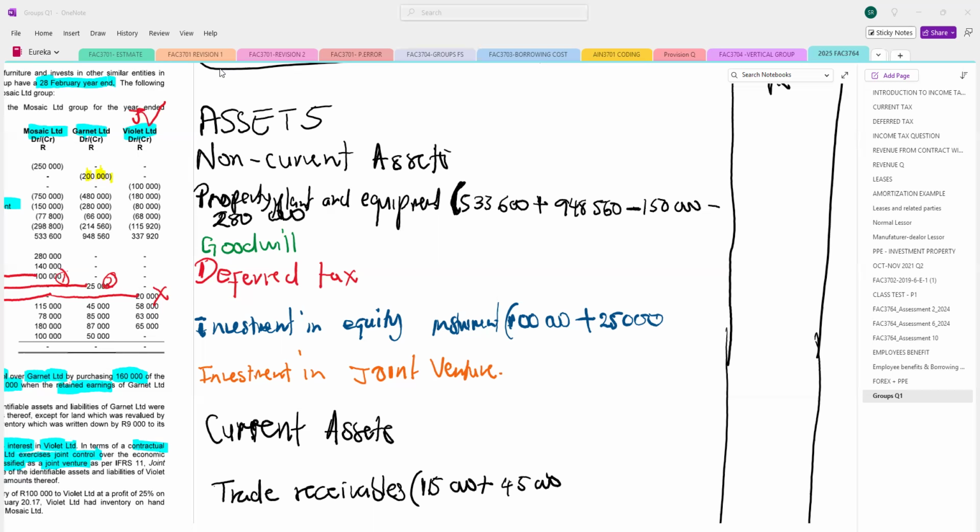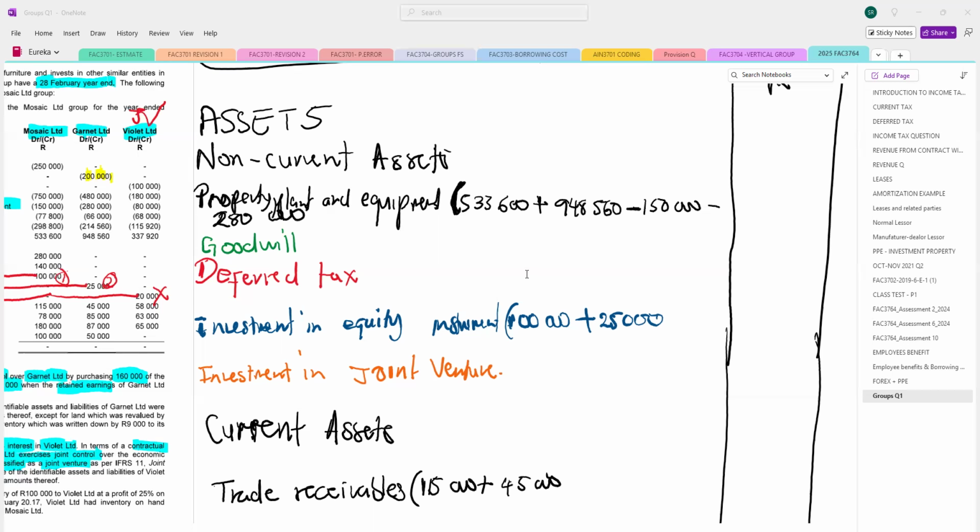But for the assets and of course the liabilities, we take 100%. We account for the 100%. But when it comes to sharing items like profit and the rest, we only use our percentage, our interest. Okay, so that's the principle.